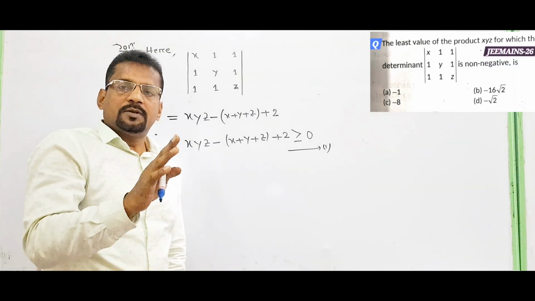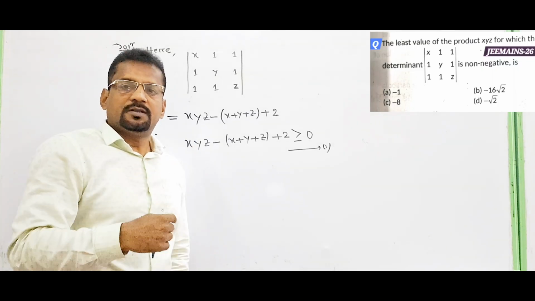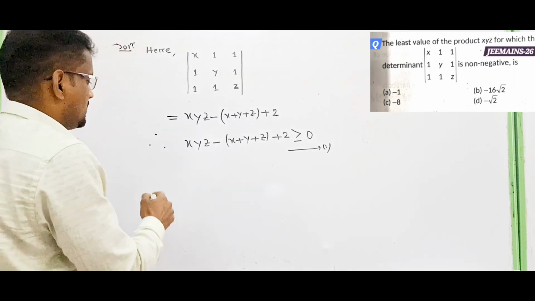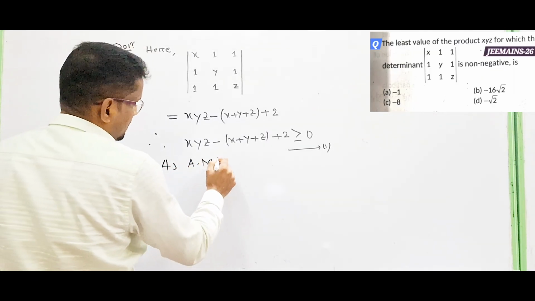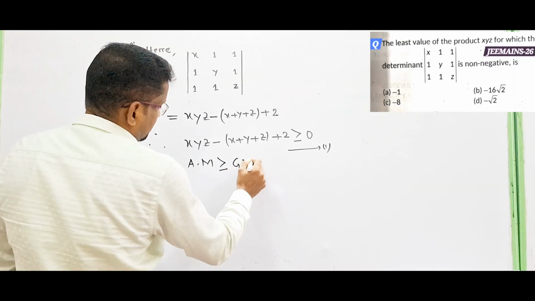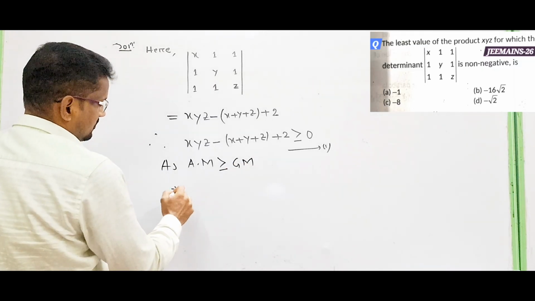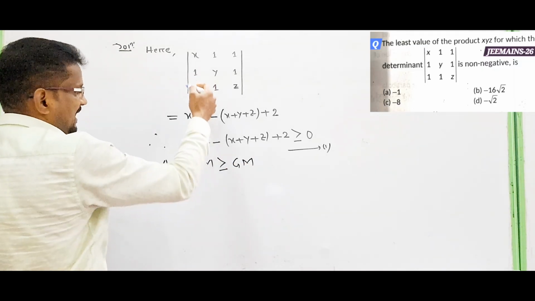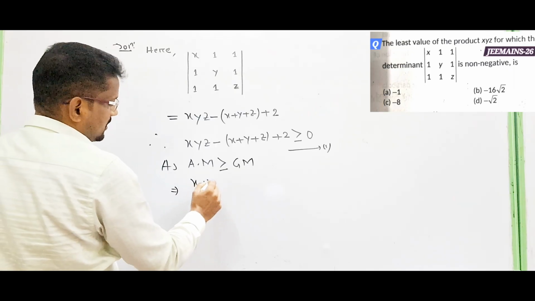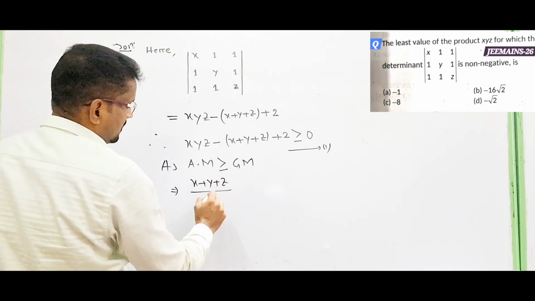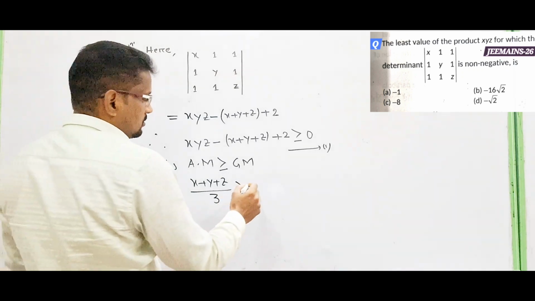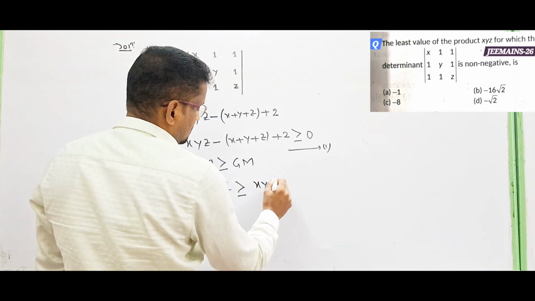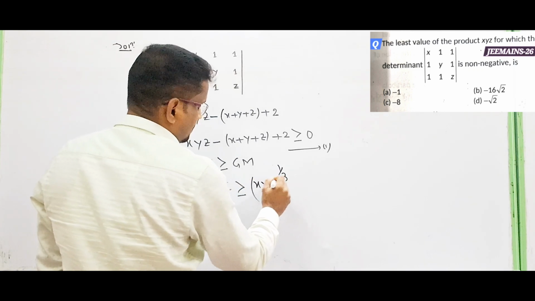That's your arithmetic mean is greater or equal geometric mean, that's known to us. So as AM greater or equal GM, this is known to you. This implies arithmetic mean of x, y, z will be x plus y plus z divided by 3 greater or equal cube root of, that is product x, y, z whole to the power 3.